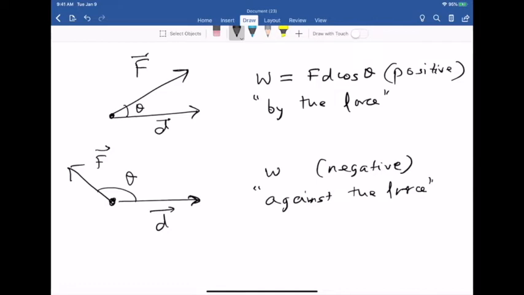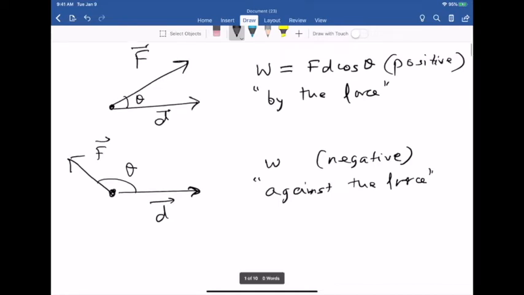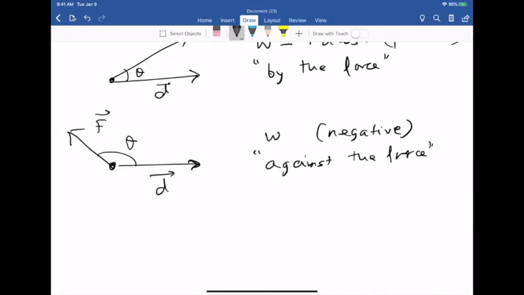an obtuse angle, then the work done is said to be negative, and negative work is referred to as work done against the force. Okay, there's one more case. What happens if the force is in this direction and it's at right angles to the displacement? So in that case, the work done is 0.